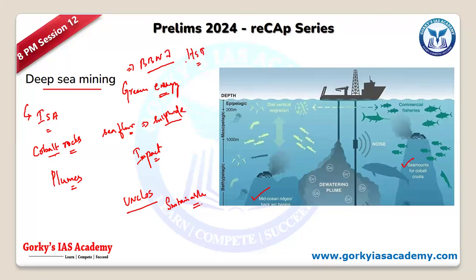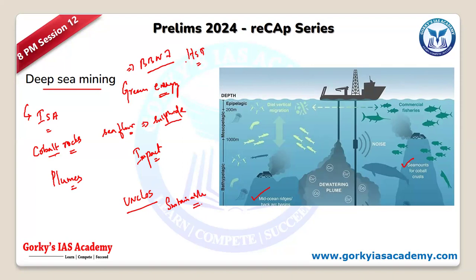So what is this particular organization all about and where is it located? The International Seabed Authority. Headquarters? Jamaica. Okay. So it is established under the UN clause. It is an autonomous agency under the UN, and it is headquartered at Kingston, Jamaica.